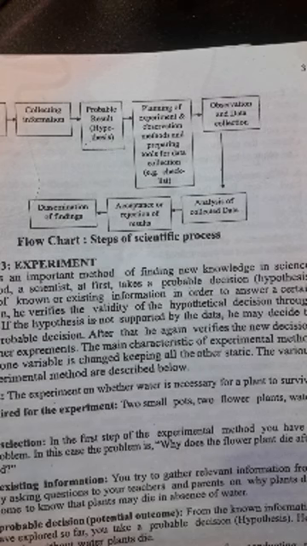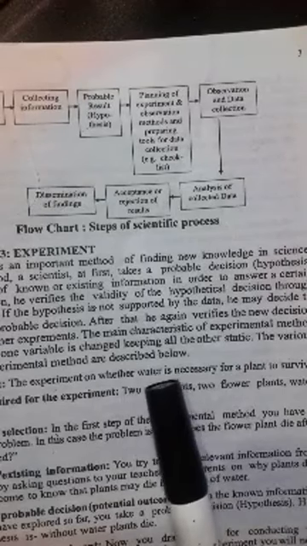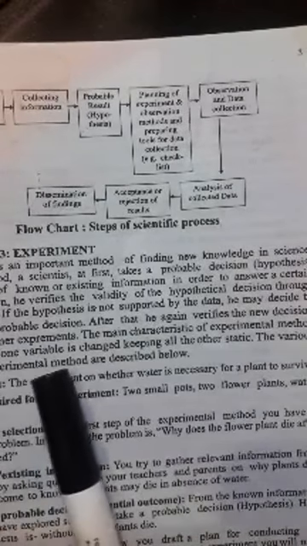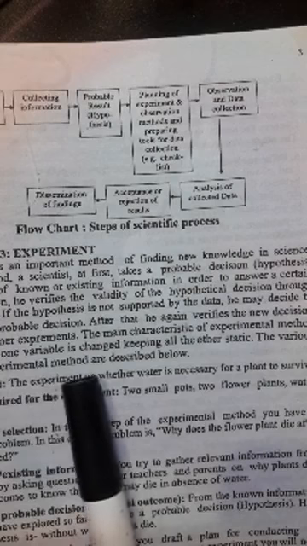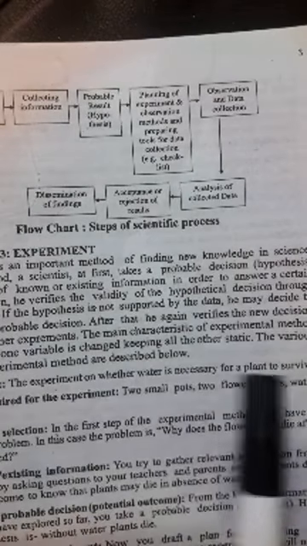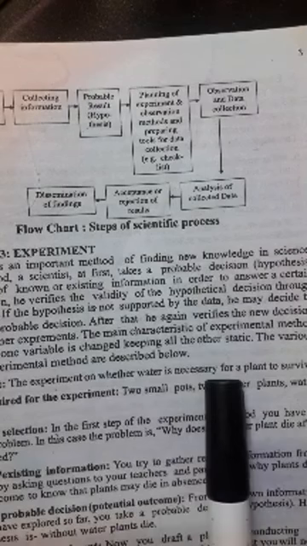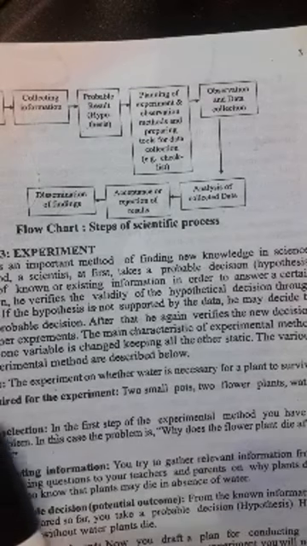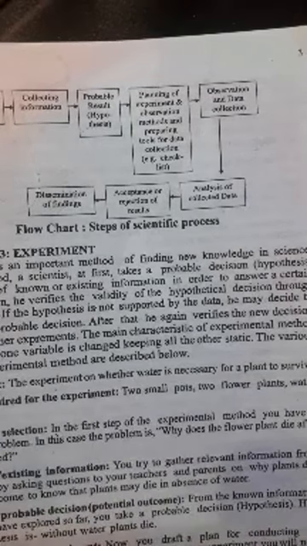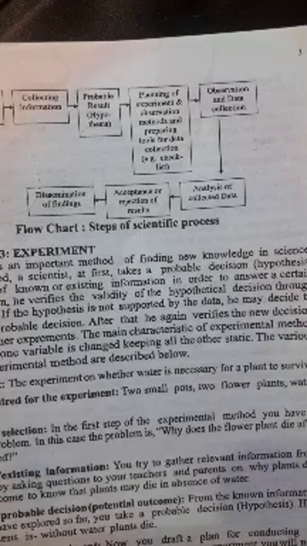The main characteristic of experimental method is that only one variable is changed, keeping all others static. The various steps of experimental method are described below. One example of experiment here. The experiment on whether water is necessary for a plant to survive. This is the experiment. You have to prove that water is essential for a plant to survive.